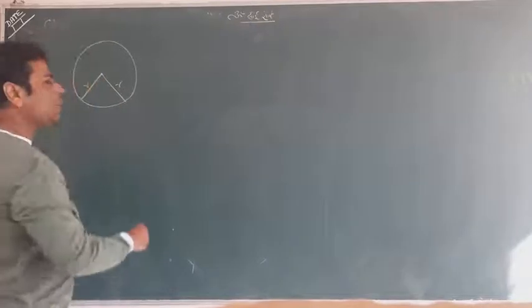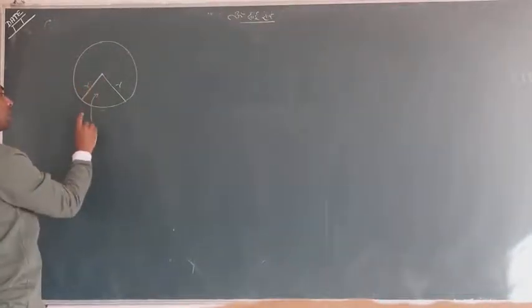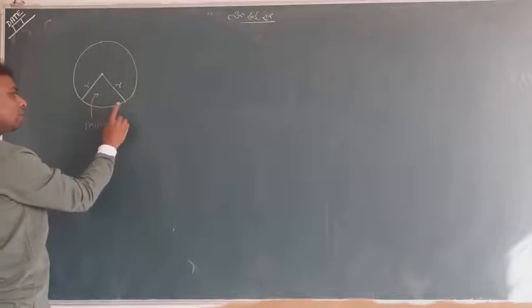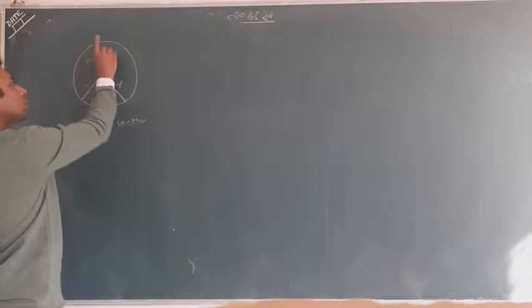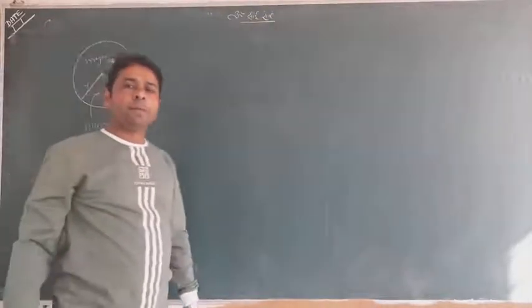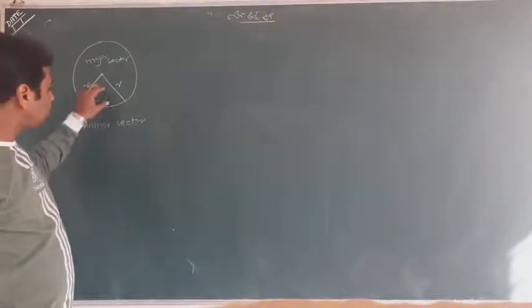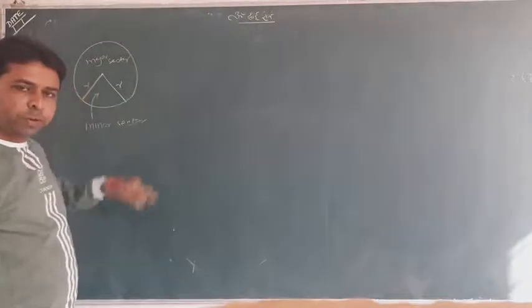The small one is called a minor sector. And the big one is called a major sector. Please remember, this is a minor sector, this is a major sector. It's a minor arc, it is a major arc. You know that very well.